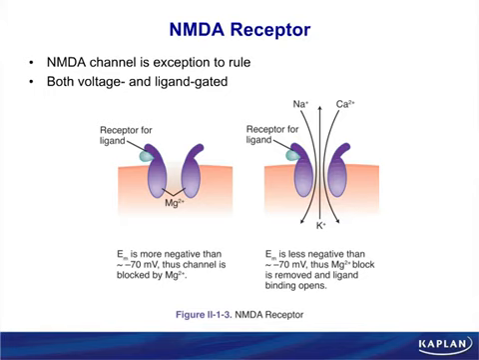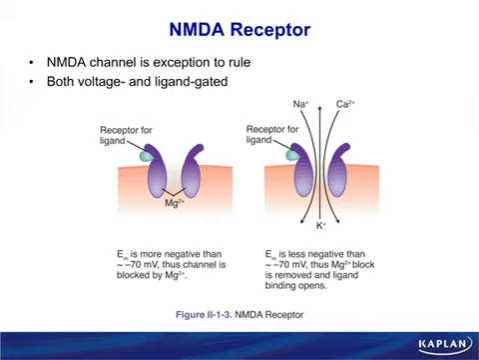Now, we indicated there were three types of channels: leak, voltage gated, and ligand gated. But there's always one in the crowd, isn't there? There's always somebody who just got to be different. Well, we have one in physiology, and that is a receptor called the NMDA receptor, N-methyl D-aspartic acid. It's an outlier. It's an exception to the rule because it is both voltage and ligand gated.